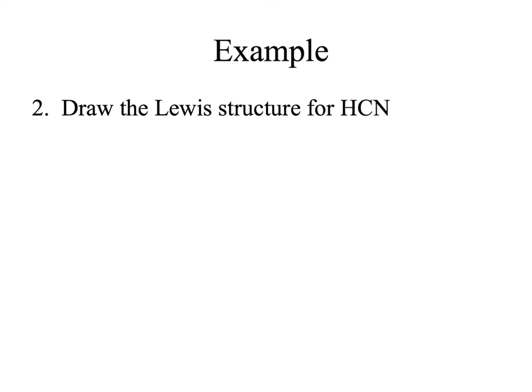So hydrogen has 1, because it's in group 1. Carbon has 4. And nitrogen is in group 15, so it has 5 valence electrons. Its outer shell is s2p3, so it has 5. So let's add this up. We have 10 valence electrons to distribute.